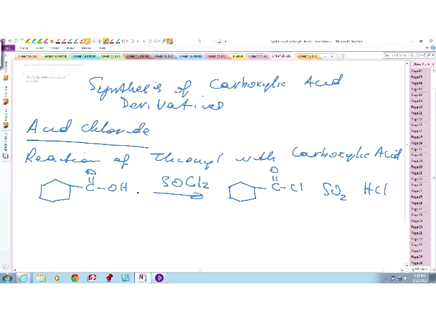Now, for the carboxylic acid derivatives, reaction of what? Reaction of thionyl chloride, this is thionyl chloride right here, with carboxylic acid.